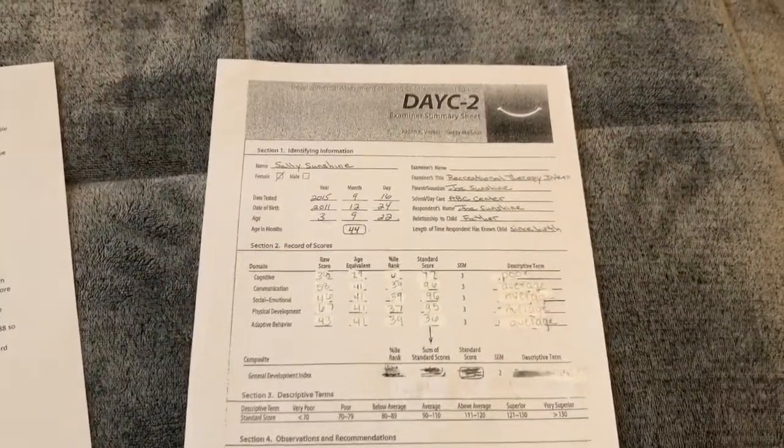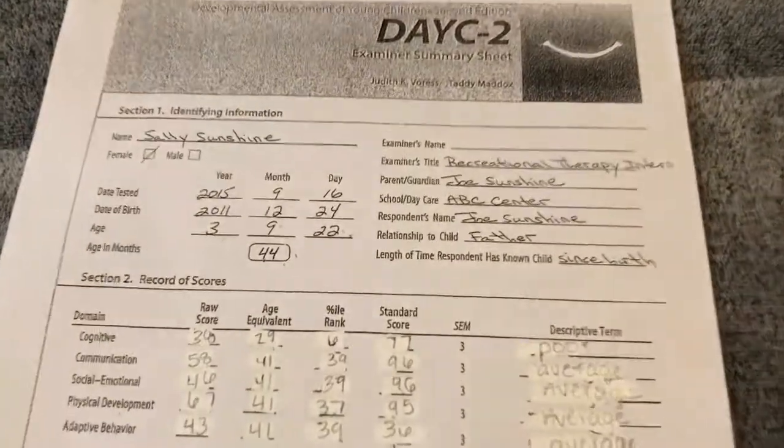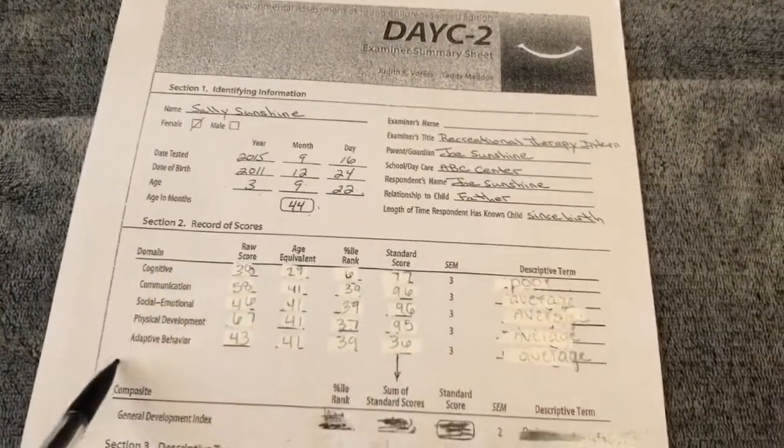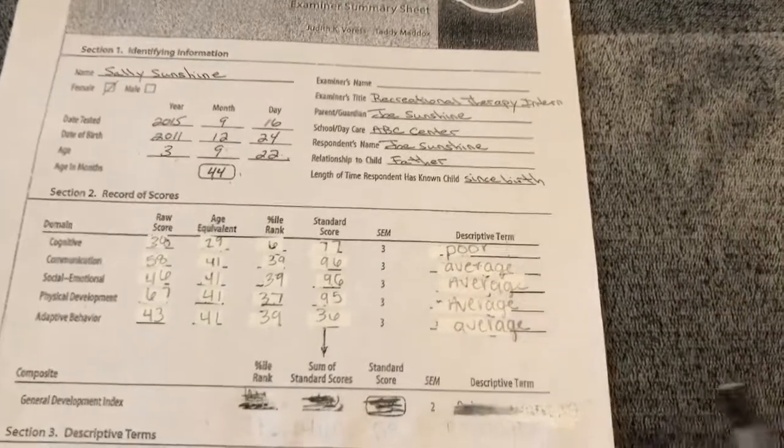After all domains are completed, we will jump over to the examiner's summary sheet. We will fill out section 1 just like we did for the rest of the domains, and then we will fill out the results for each domain. So here you can see each domain, and I already filled out all the results for time purposes.